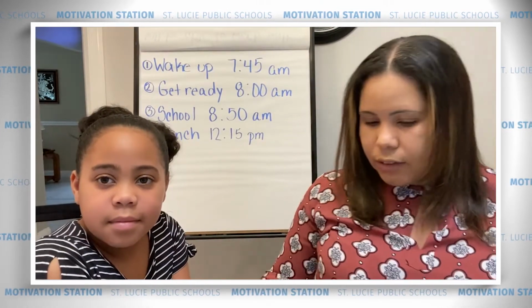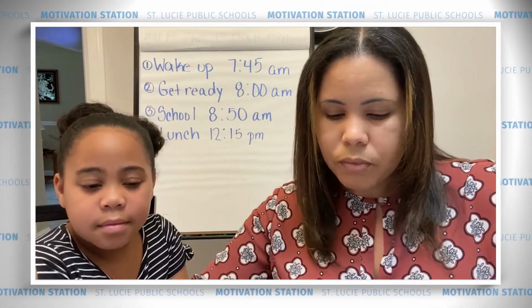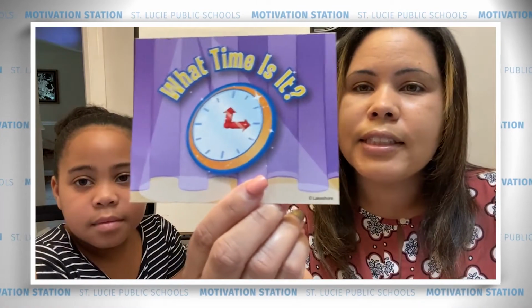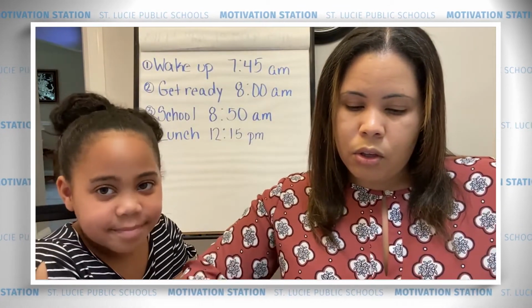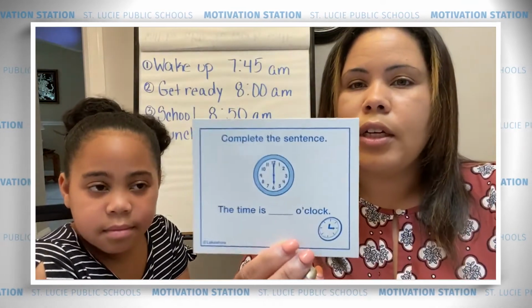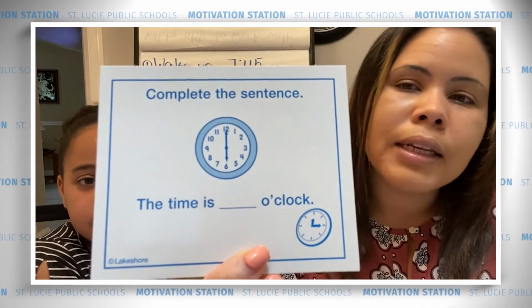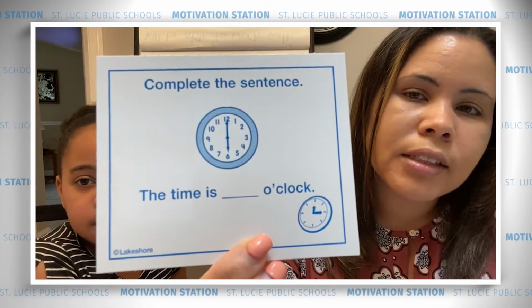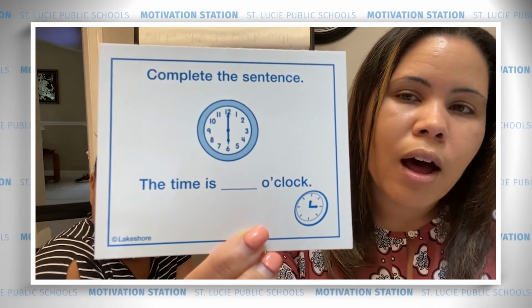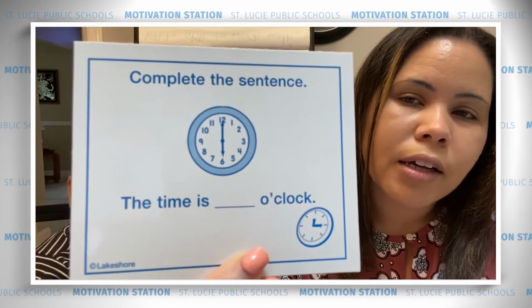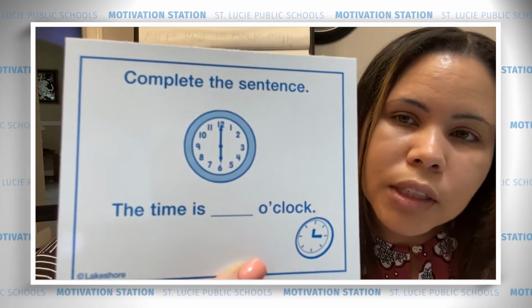All right, let's see if I can get close enough to show you. So what time is it? You guys ready to play? Okay, your first question is complete the sentence. The time is blank o'clock. Take a look at your clock. If you can't see it, get close to me so you can see it.